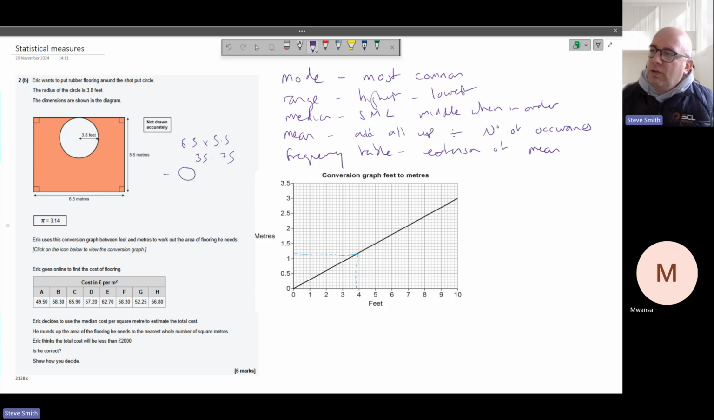And then we're going to take away the circle part, but we can't take away the circle part until we convert this part into meters. So what we're going to do, we're going to look at the 3.8 feet, and that's my dotted lines from last time. I couldn't get rid of them, so we're going to go up from 3.8. As you can see, there's 5 gaps between 3 and 4, so that means each line is worth 0.2.